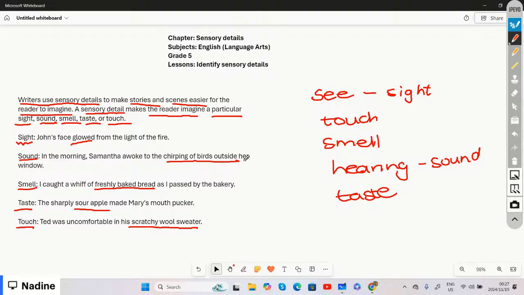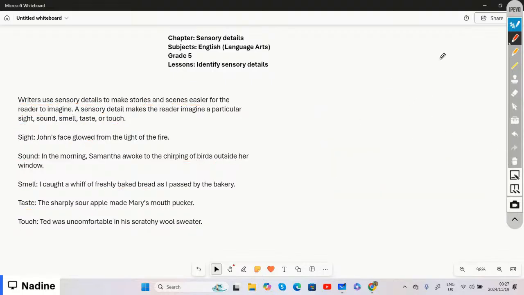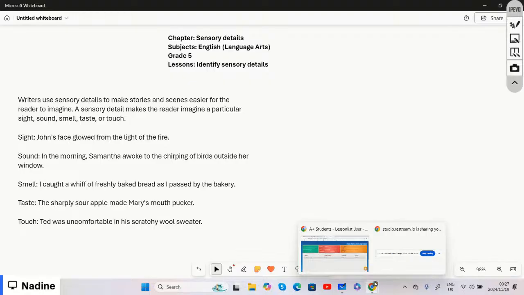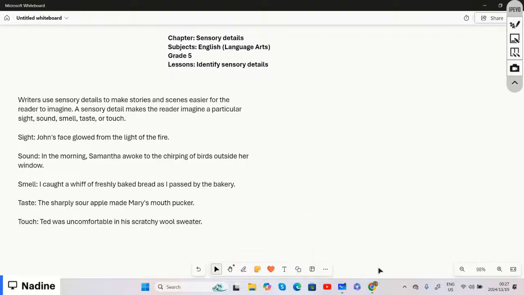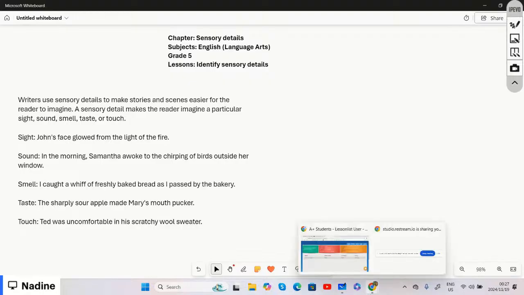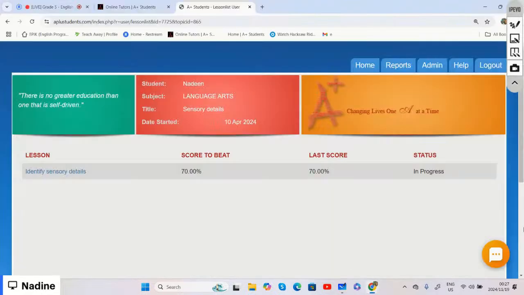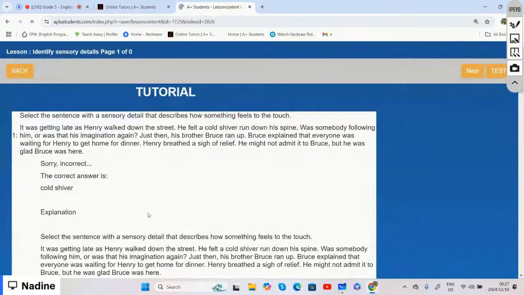All right, so now we're going to aplusstudents.ca, and we're going to the chapter on sensory details. The lesson that we are focusing on today is to identify sensory details. So we're going to identify sensory details within the text.